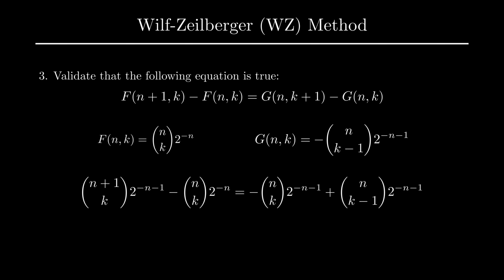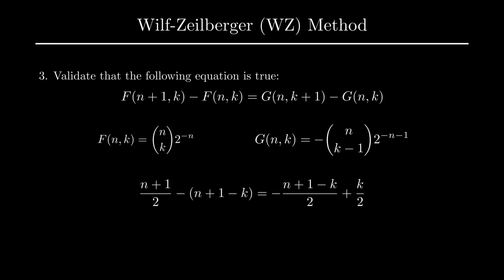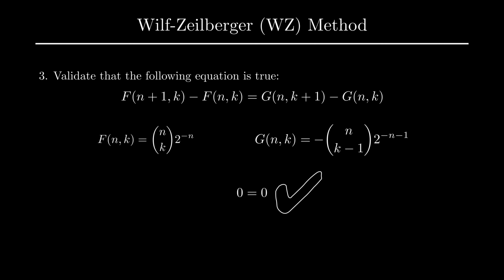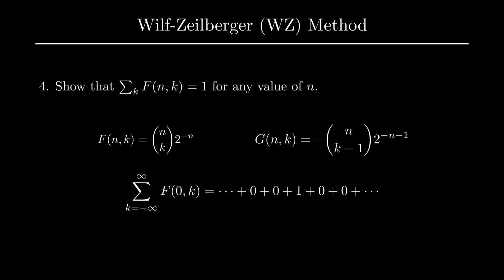Write out all of the binomial coefficients, simplify, and cancel until you can show that both sides of the equation are identical. This tells us that the sum of f of n,k is constant. Finally, pick any n value, in this case we will pick n equals 0, and show that the sum of f of n,k over all integers is 1, and we are done. This is the power of the WZ proof method.